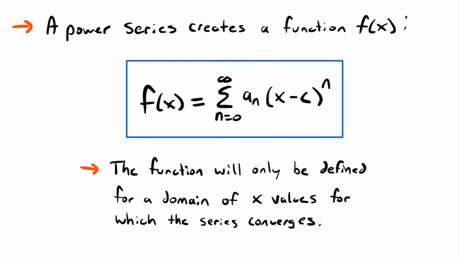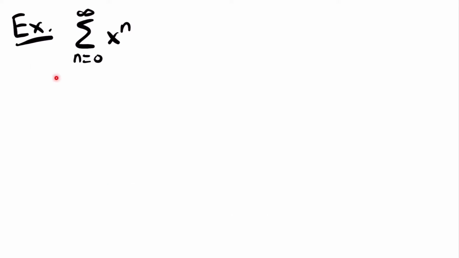Okay, and so now let's take a look at a power series that we can represent as a function, and how the convergence of that power series is going to affect the domain of that function. Okay, so here's our example. We have a very basic power series here. In fact, this might be the most basic power series you will ever see. We just have the sum from n equals 0 to infinity of x to the power of n. This is very clearly a power series because we have the variable x raised to the power of n.